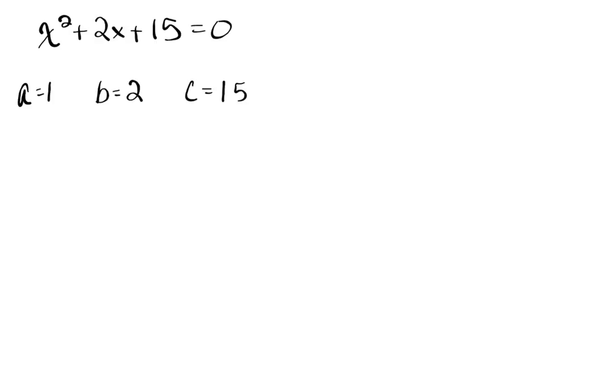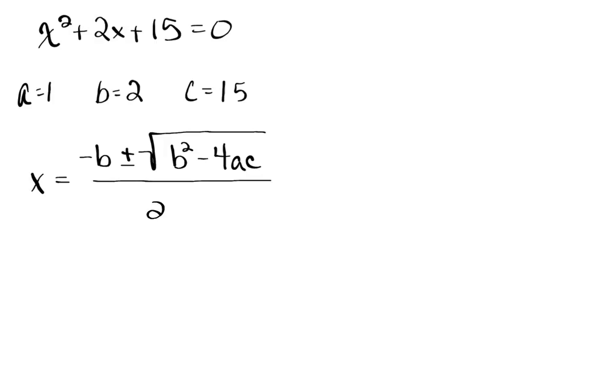And the quadratic formula itself is x equals negative b plus or minus the square root of b squared minus 4ac, and all of that over 2a.